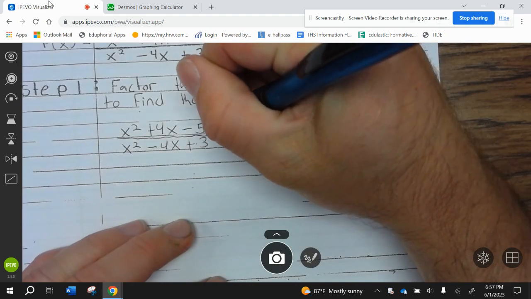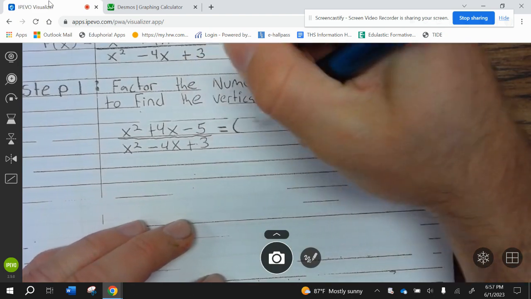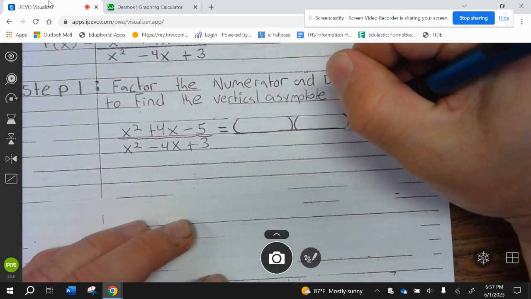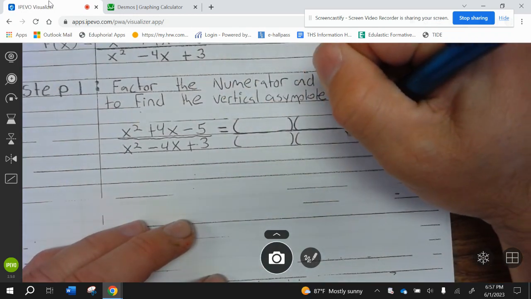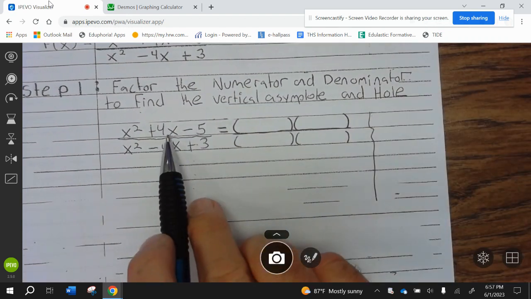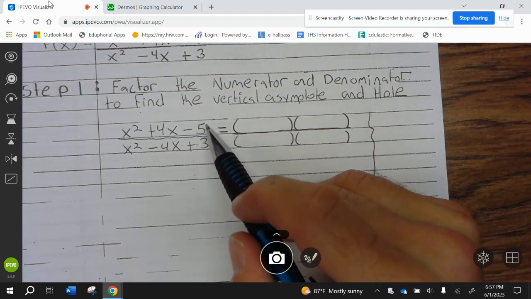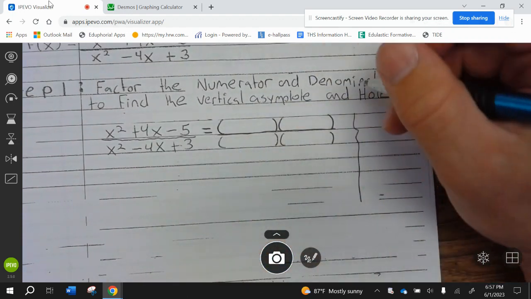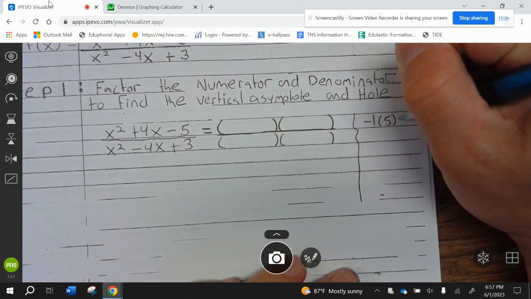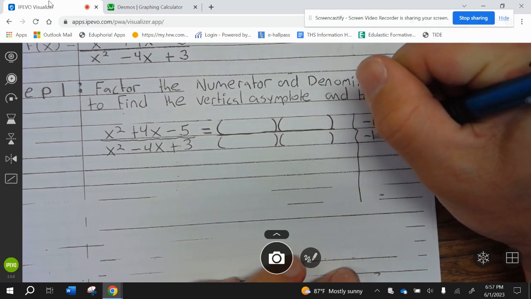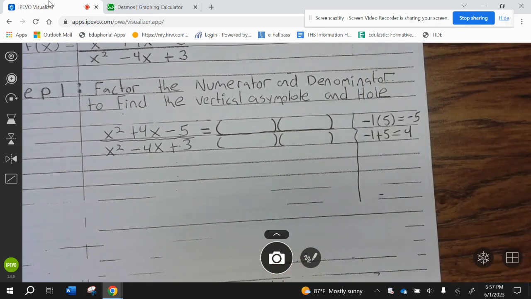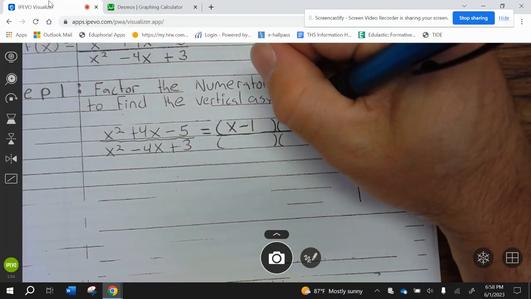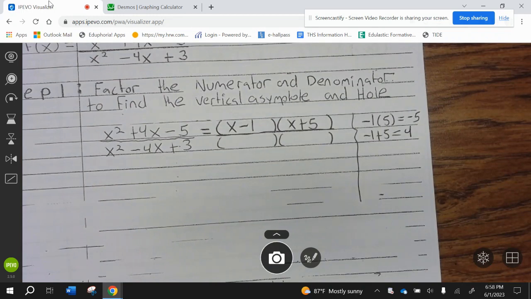Okay? So we know 2 parentheses. We also know 2 parentheses here. Now let's go and factor the numerator first. We need to figure out what numbers multiply to give you negative 5 and combine to be 4. Since the middle number is positive, the bigger number is positive. So negative 1 times 5 is negative 5. Negative 1 plus 5 is 4. So we have our negative 1 and 5. So our factors are x minus 1, x plus 5.